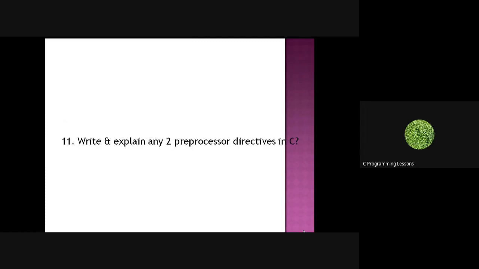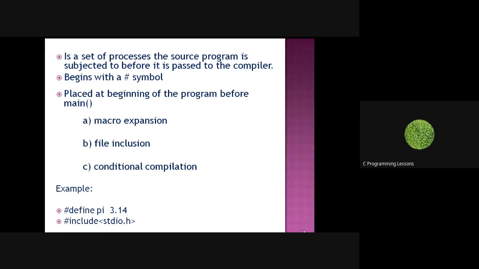Question number 11. Write and explain any preprocessor directives in C. Now, any statement that commences with the hash symbol is a preprocessor directive. So we know it is usually placed at the beginning of the program before the main function. It comes in 3 variants: macro expansion, file inclusion, and conditional compilation. 2 examples are given here.